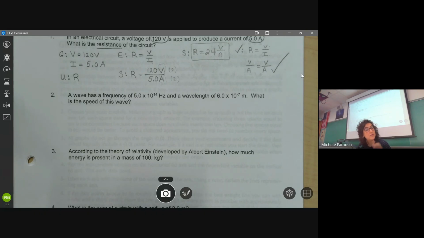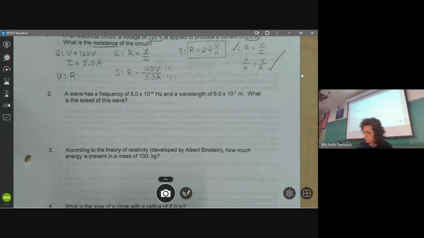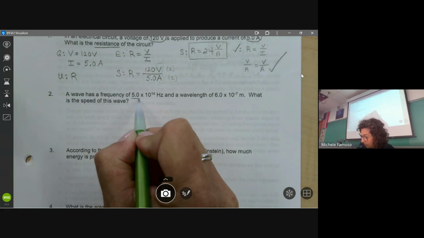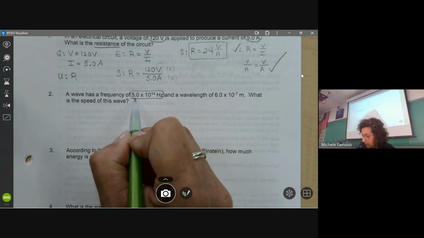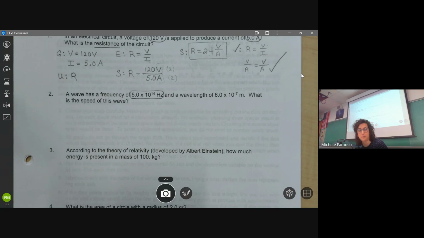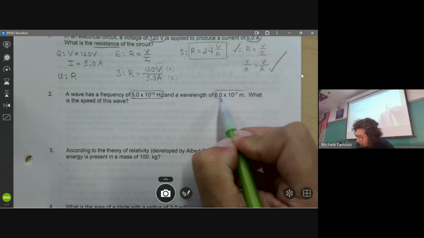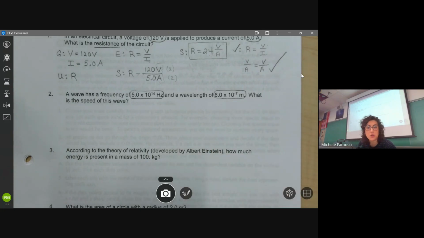Juan, can you tell me one of the measurements I'm being given that I should be circling in the problem? Frequency. The measurement value. 5.0 times 10 to 14 Hz. We're going to circle that. That is the measurement value with the unit. Devin, can you tell me what the second measurement is that I should be circling? 6.0 times 10 to the negative 7. Very good.